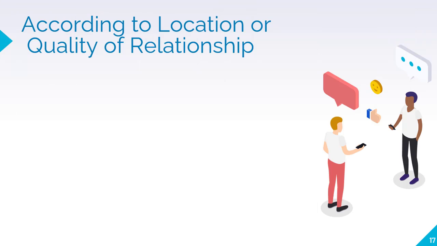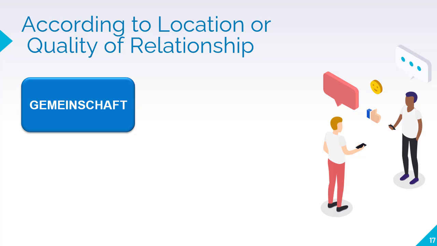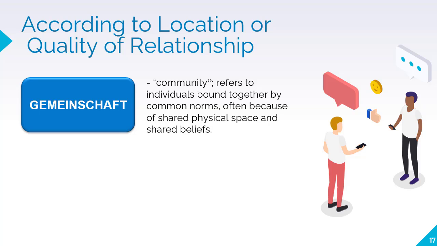Types of social groups according to geographical location or quality of relationship. Gemeinschaft, frequently translated as community. This refers to individuals bound together by common norms, often because of shared physical space and shared beliefs. This group is usually based on the mutual feelings of togetherness maintained by the group members who see the existence of the group as their key goal.